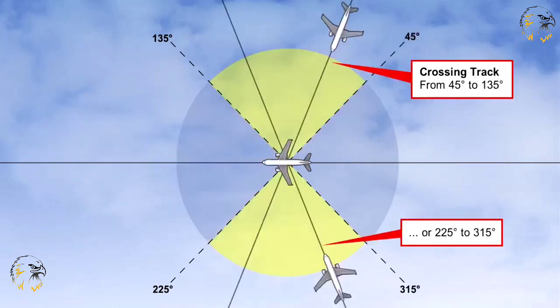Crossing track. Crossing tracks are defined as tracks which intersect at angles other than those defined in either same track or reciprocal track cases.